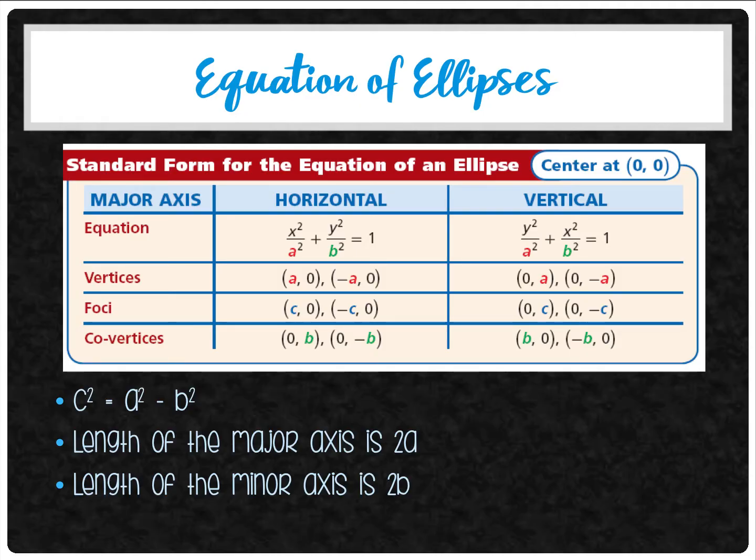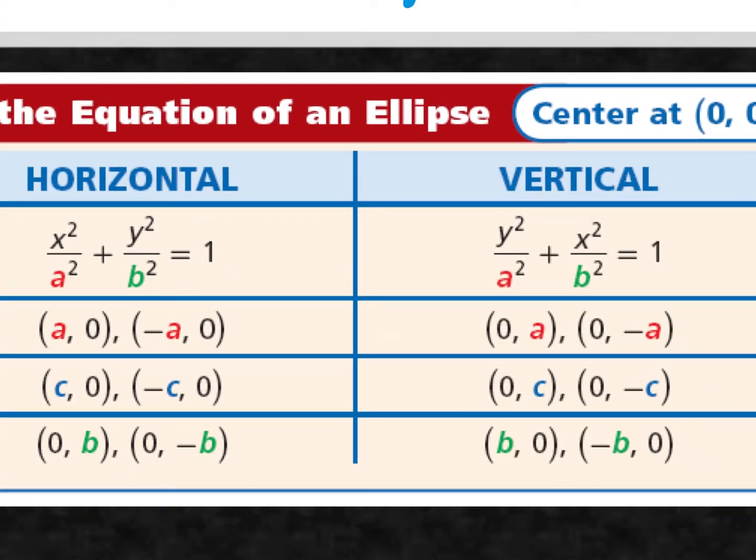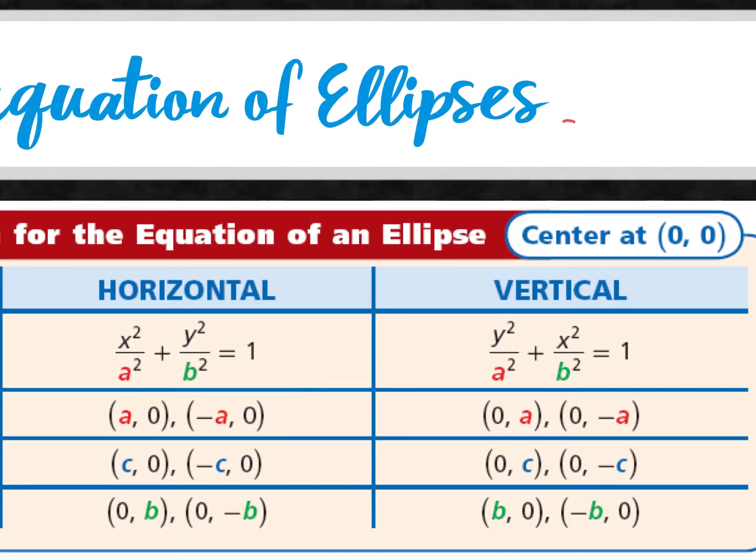So we have two different equations for our ellipses. When it's horizontal, the A is under the x squared. When it's vertical, the A is under the y squared. Remember, A is always greater than B. So it just depends on where the bigger number is. If the bigger number is under the y, it's going to be a vertical ellipse, so a nice, skinny, tall oval. If the bigger number is under the x, it's a horizontal ellipse.